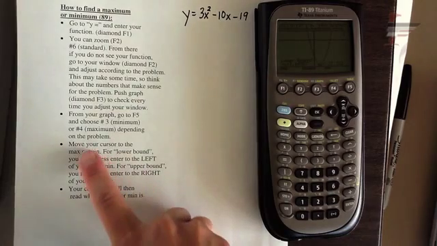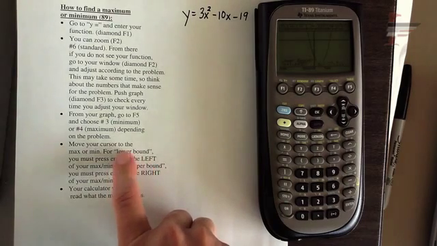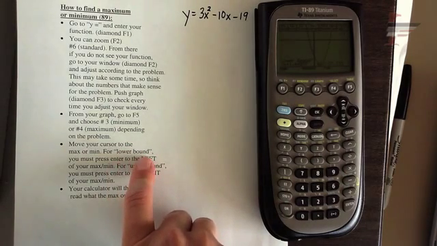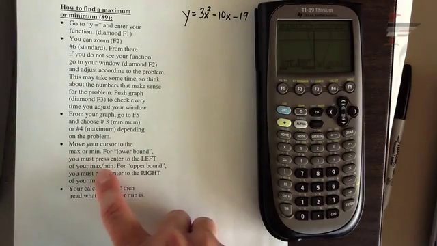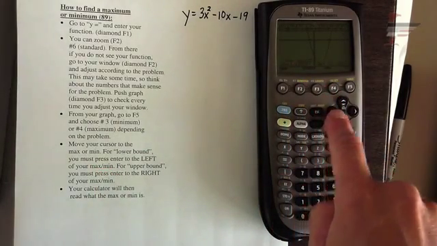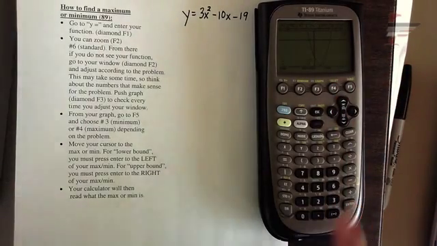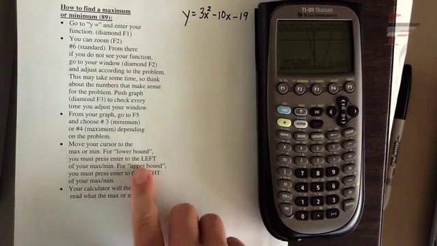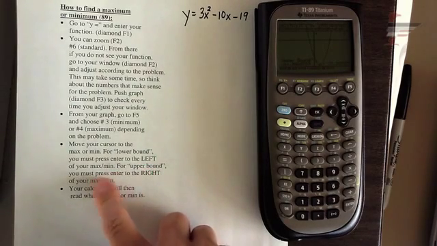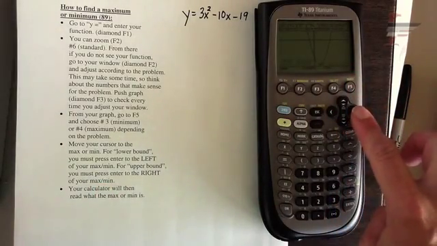Now, for lower bound, you want to move your cursor to the left. So lower kind of means to the left of your maximum or minimum, in this case minimum. So for lower bound, I'm going to go just a little bit to the left of my minimum, and then you press enter. Then it's going to prompt you for upper bound. So for upper bound, you want to press enter to the right of your maximum or minimum. So now I'm going to bring my cursor over here to the right.